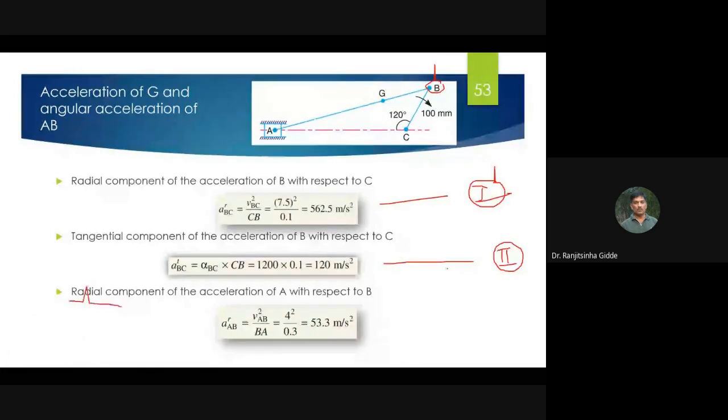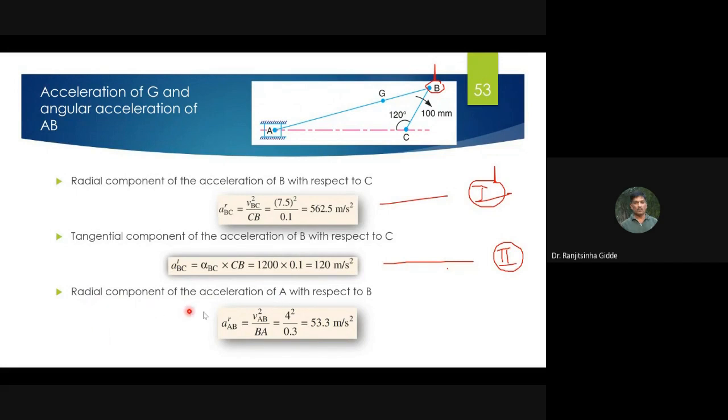Then next you can write next radial component. Now this B is done, what will be after B? A. We don't know the location of A, that we need to show in the acceleration diagram, but before that we need to draw this b dash a in the acceleration diagram. Next line you can write radial component of acceleration of A. After B there is A, so we need to think about this A and its component.